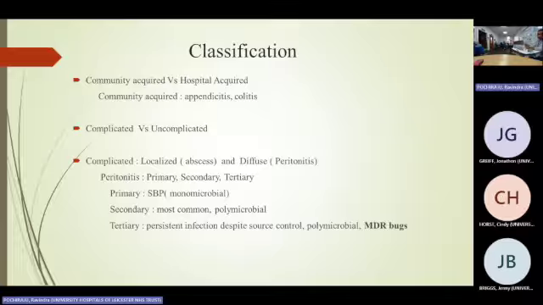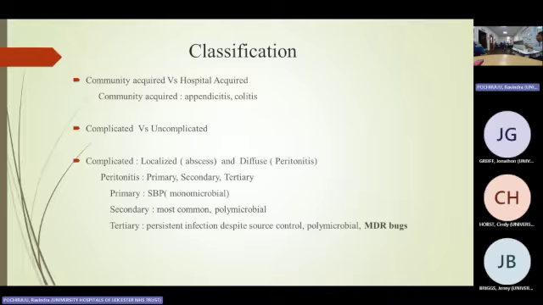So that's the hospital acquired, which is the more complicated bit as well. Again, you can also divide it as complicated and uncomplicated. Uncomplicated is something which is localized, just one organ, whether it be appendicitis or cholecystitis, for example. Complicated, again, you can classify as localized and diffuse. Localized is just a local abscess. You can deal with the abscess and then source control will be done.